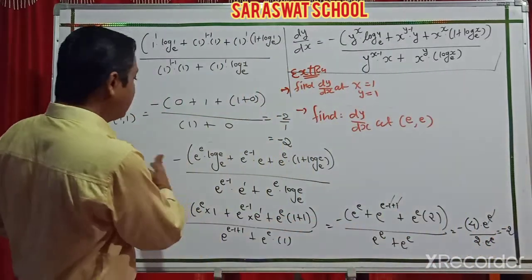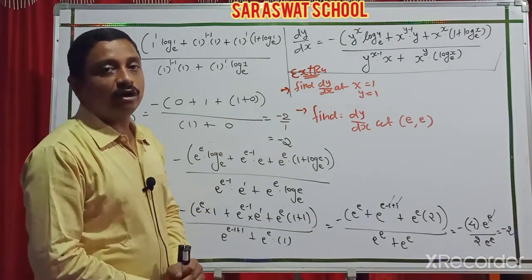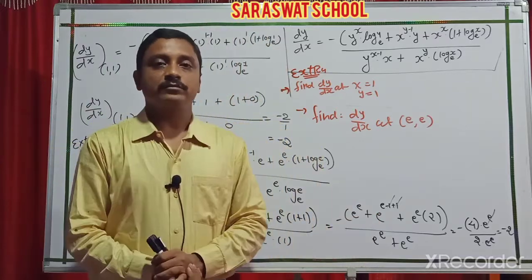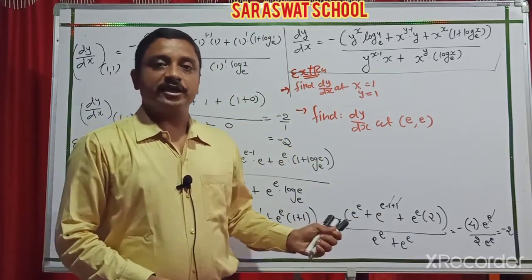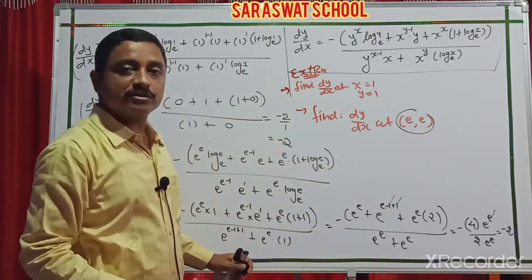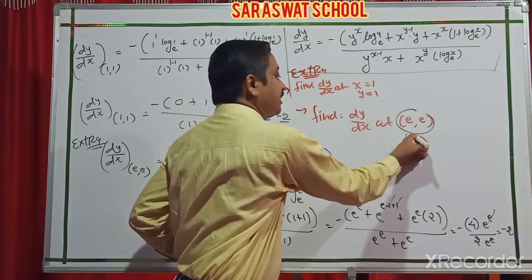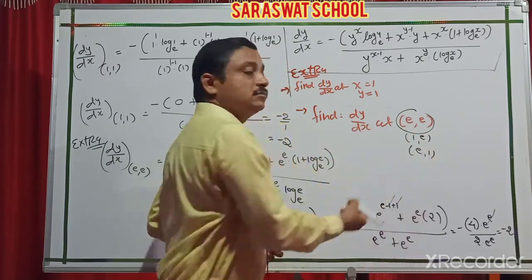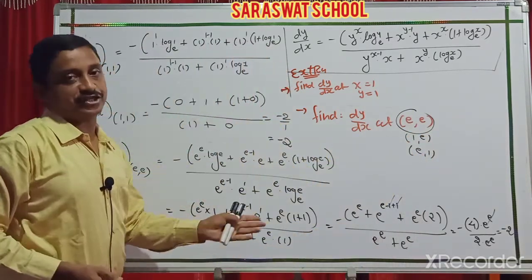That type of question is asked at JEE level in exams. So students, here it is done. If a different value is asked, then you make the values accordingly: sometimes (e, e), (1, e), or (e, 1). So you try these types for extra numericals.